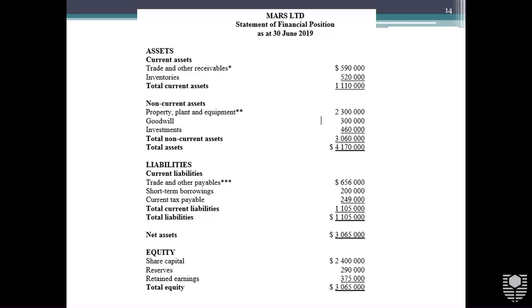The last current one there is your current tax payable of 249,000. So total them up, you've got 1,105,000. So there's no non-current liabilities there. All right. Your equity, we've got share capital there of 2.4 million. We've got reserves of 290,000, and we've got retained earnings of 375,000. Net assets and our total equity balances at 3,065,000.